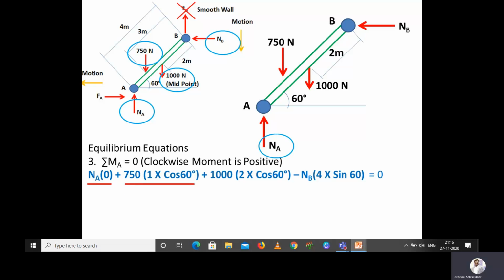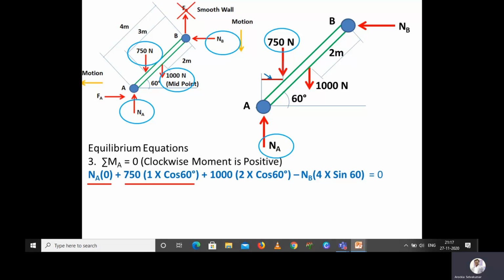Next one, we are moving to the 750 Newton. For the 750 Newton, I have to calculate the horizontal distance because the force is acting perpendicular. So the horizontal distance with respect to A to that force 750 Newton, if we calculate, then we can find out the moment. So this distance is the perpendicular distance with respect to A for the force 750 Newton.